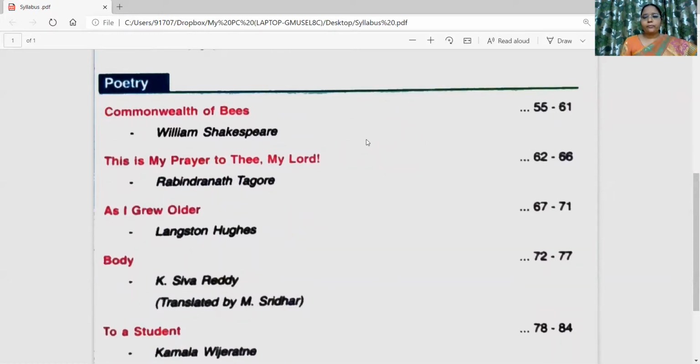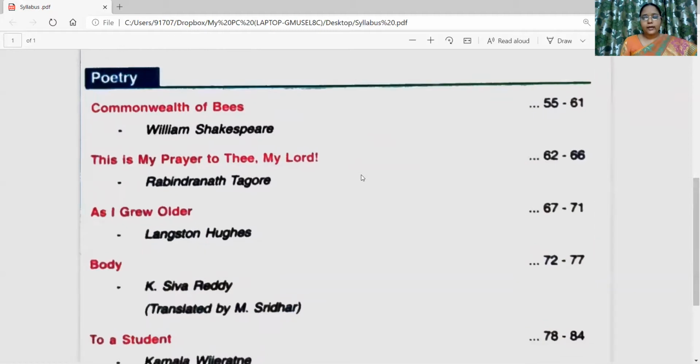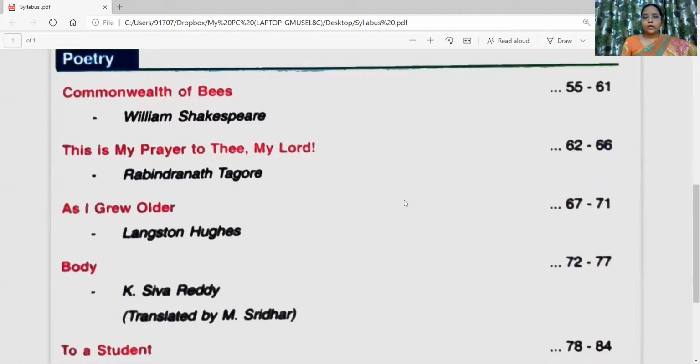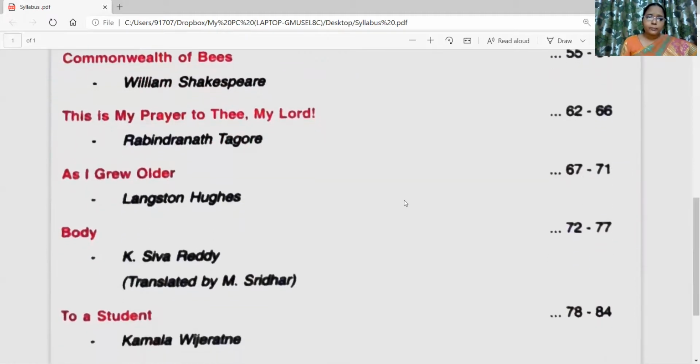Next, coming to poetry. Poetry means, you know, it's aesthetic. It will give a great pleasure when we read the poetry. So the first poem is Commonwealth of Bees. It's written by William Shakespeare. You know, he's the first best writer in English. He wrote a great poem for us. That's Commonwealth of Bees. It's abridged. It's a long poem, but it's abridged and given in a short form for us. It teaches us a great lesson, what we have to learn from bees.